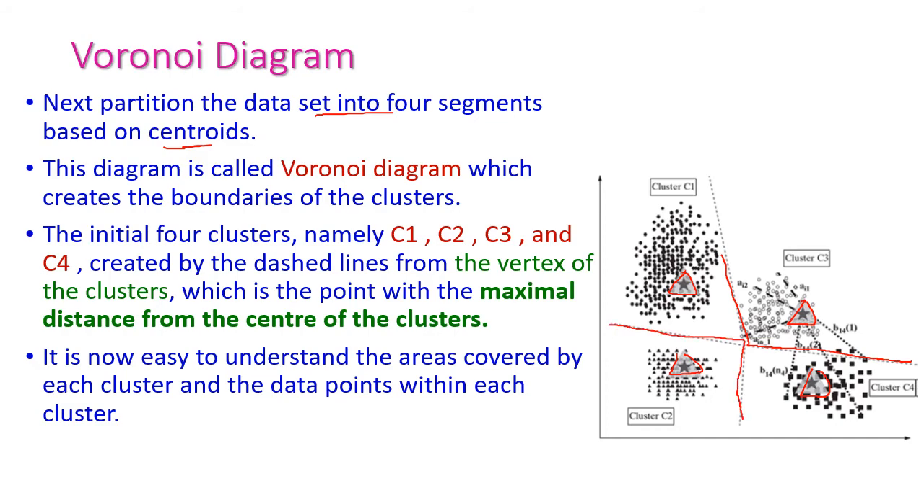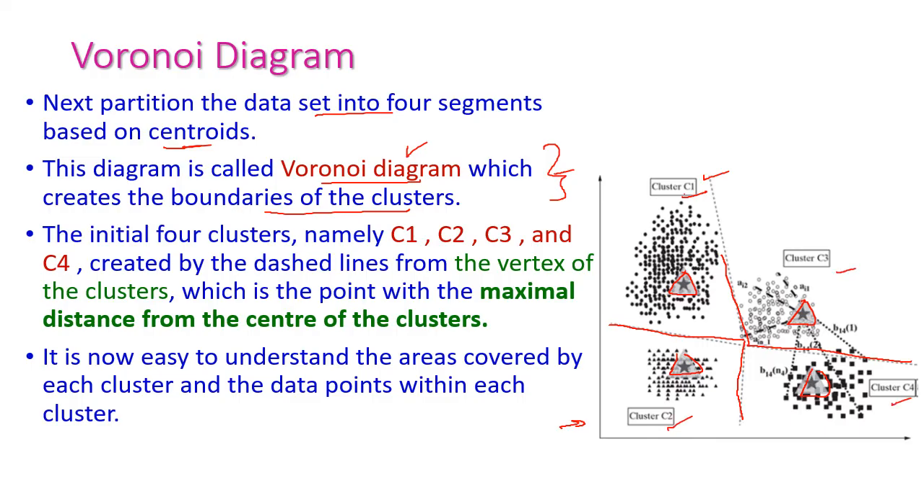This particular diagram is called a Voronoi diagram, which creates the boundaries of the clusters. What is the purpose of the Voronoi diagram? That will create the boundaries of clusters. Now how many clusters are we having? 4 clusters. So this is C1, cluster 1, C2, C3 and C4.